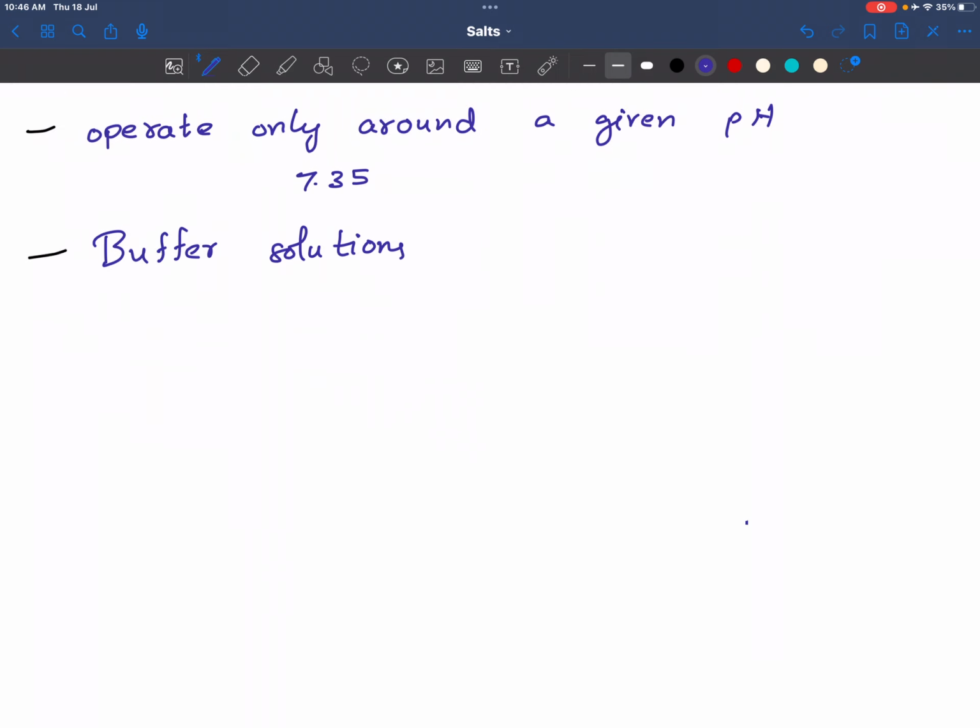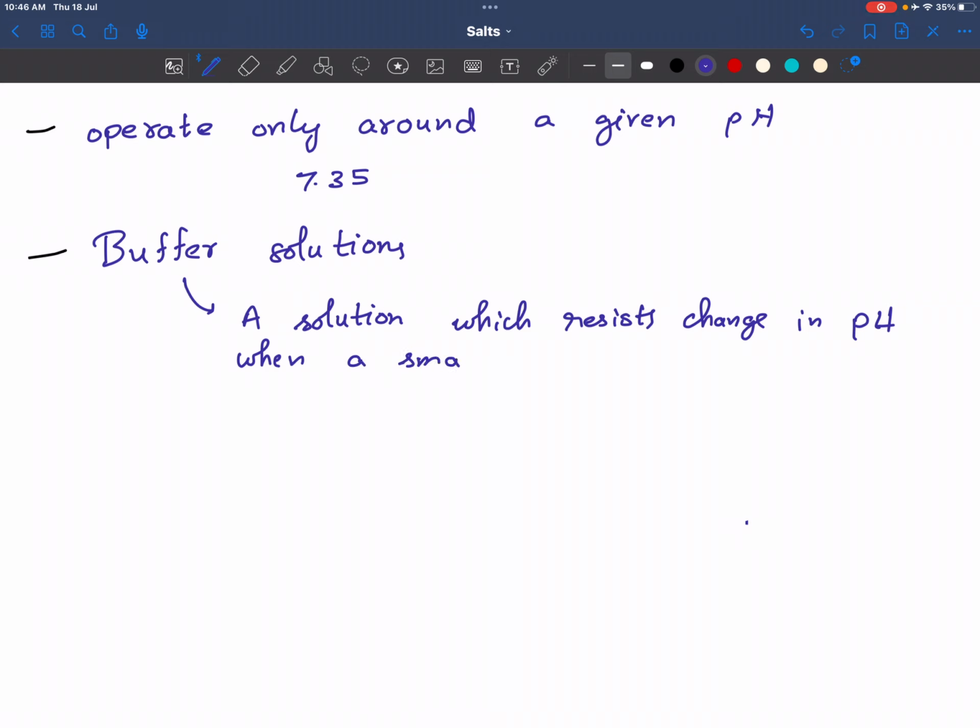So the definition of buffer solutions is a solution which resists change in pH when a small amount of strong acid or base is added. That is a buffer solution.